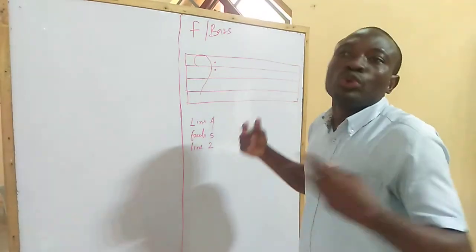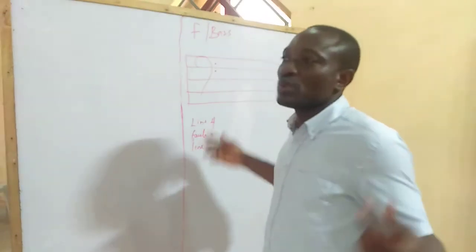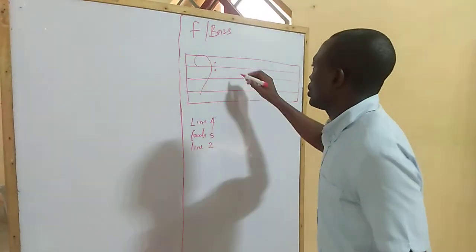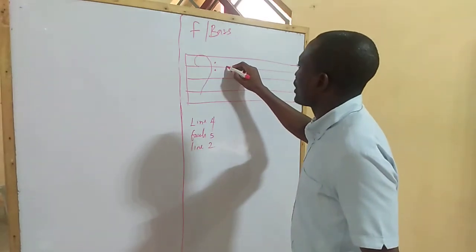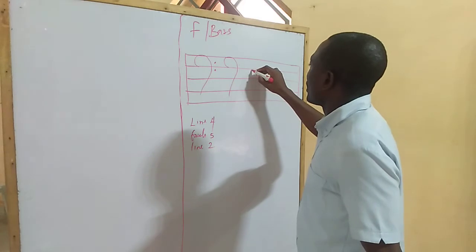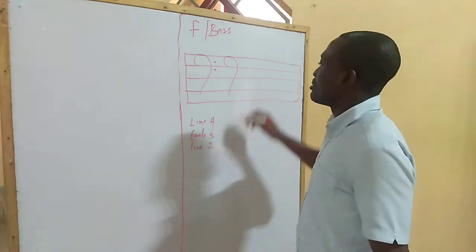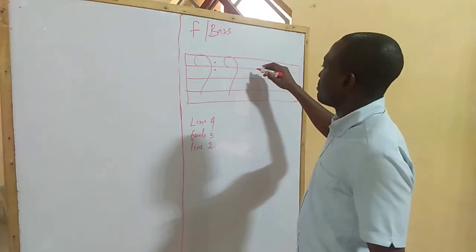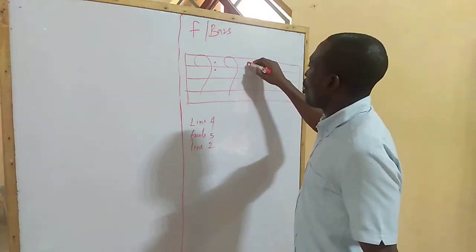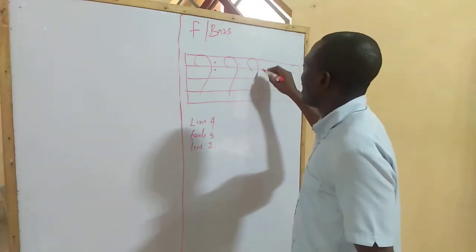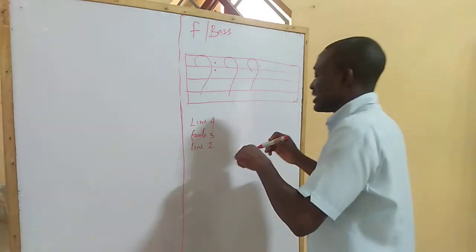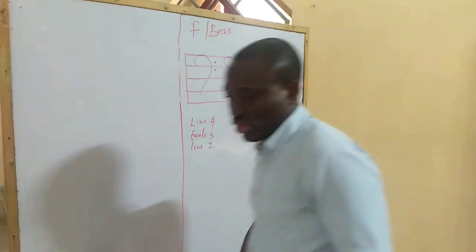You go look at the F clef anywhere, from any book. You must see these 2 dots there. So I'm going to draw it again. You draw it again. Look at it. And sometimes the beginning might be down a little bit from line 4. Notwithstanding, it's still the same thing.